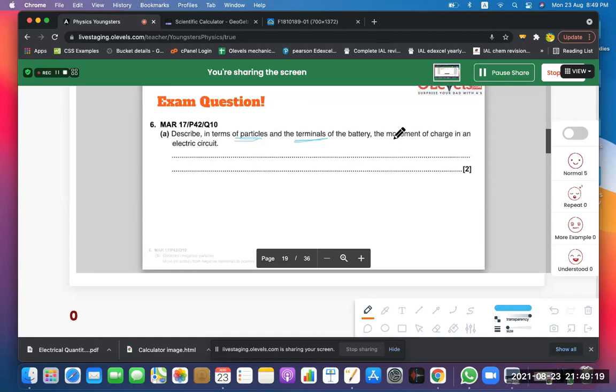You have to tell the movement of charges, and across it you have to mention the name of the particle and the terminals. And look, this is of 2 marks. So here it's asking for the name of the particle. What name of the particle can we give? Let's write the answer here. What would be the name of the particle?